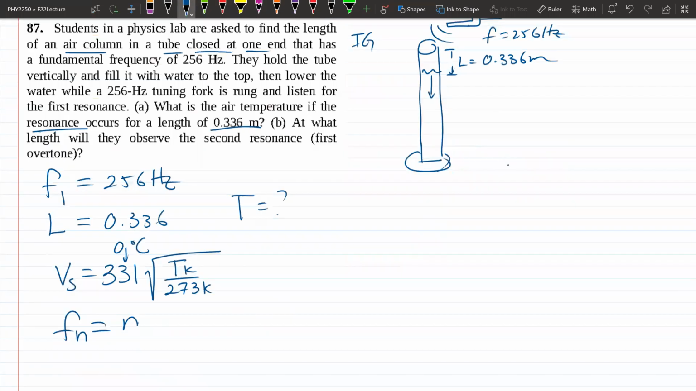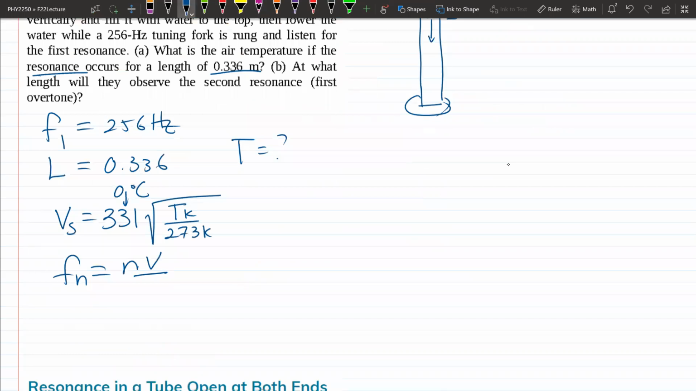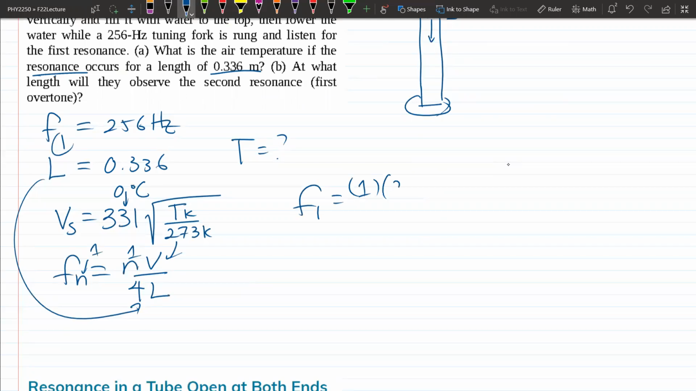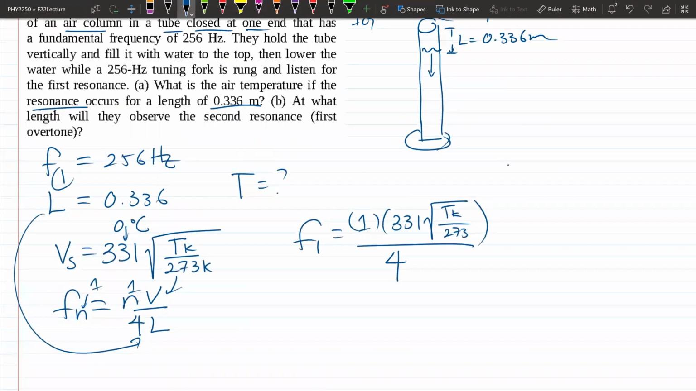There's a 4 times L, where L is the L that was given to us. N is equal to 1. And the speed of sound can be calculated using the equation I just wrote on the top here. Therefore, F1 is going to be 1 times the speed of sound. Instead of writing the speed of sound, I'm going to write 331 square root of TK over 273. That's the speed of sound, divided by 4 times the length of the tube that was just made.